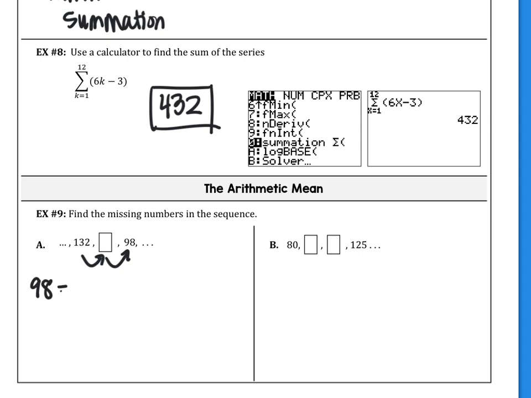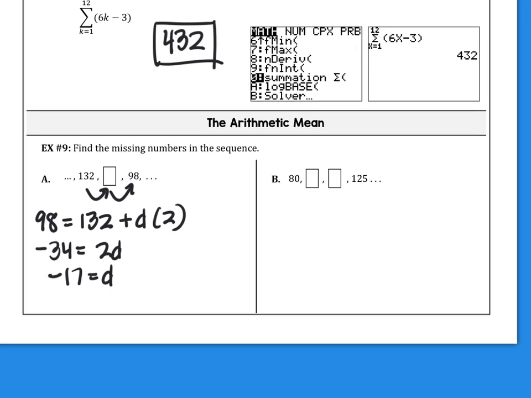98 can be found by saying 132 plus our common difference twice, because there were 2 steps there. So now I can just solve for d. So I'm going to subtract 132. That gives me negative 34. And then divide by 2, which is negative 17. Okay, so I know if I'm subtracting 17 each time, then that missing one I can find by just saying 132 minus 17, and that gives me 115. So that's the one that goes in the box.